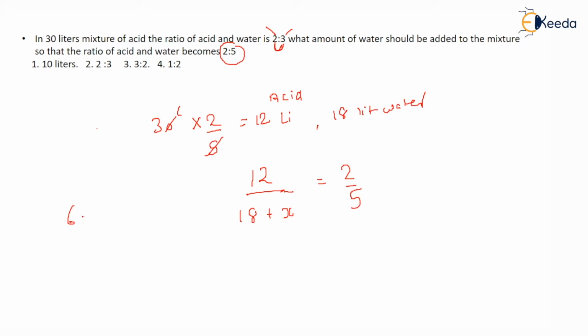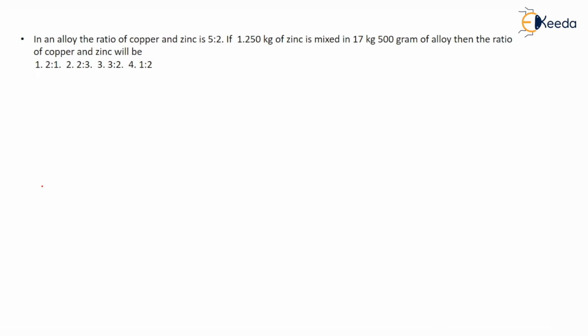12 into 5, that is 60, equal to 36 plus x, into 2, that is 2x. So this goes to that side, 24 equal to 2x. So the x value comes out to be 12. So if you add 12 liters of water in that, the ratio will become 2 to 5. So this must be 12 liters. So 12 is the right answer. Okay.